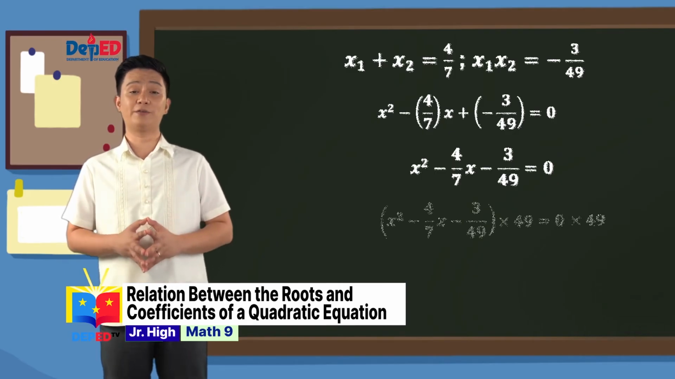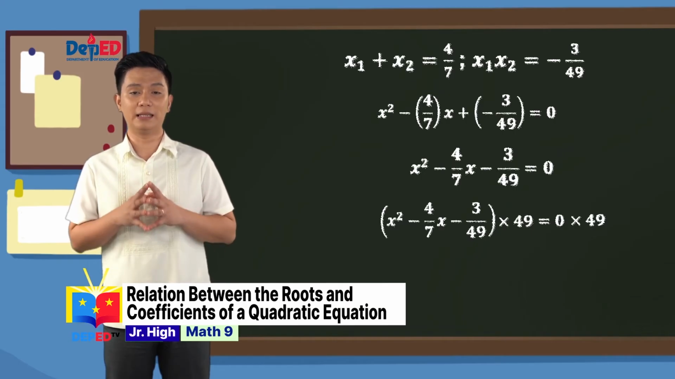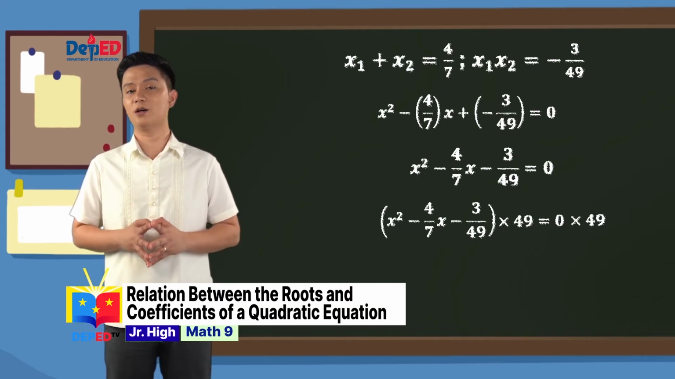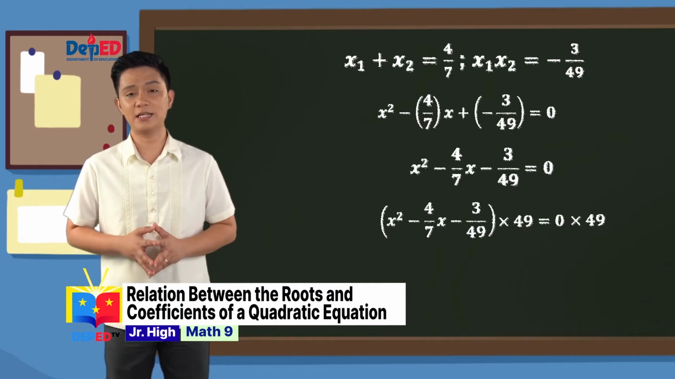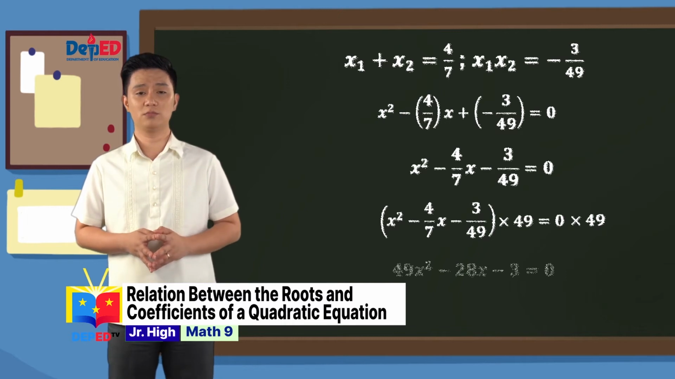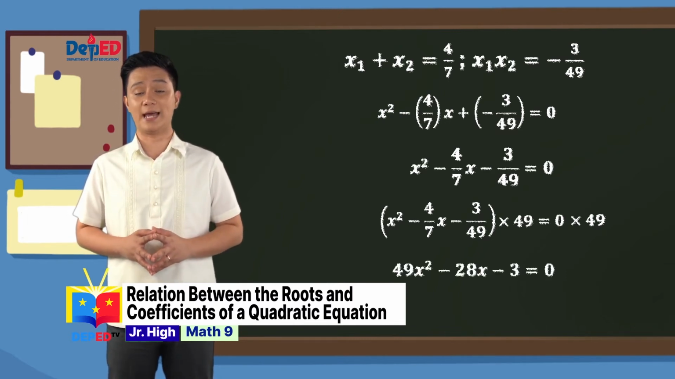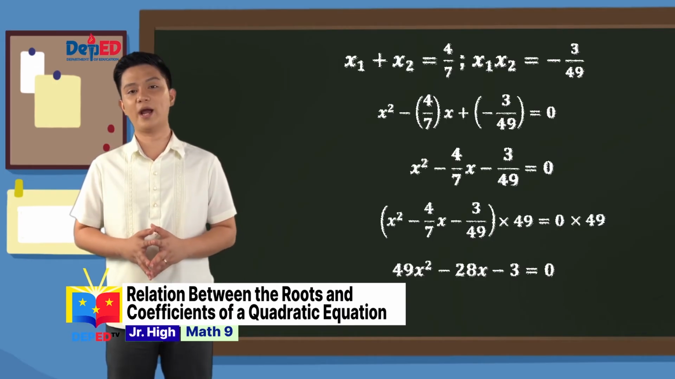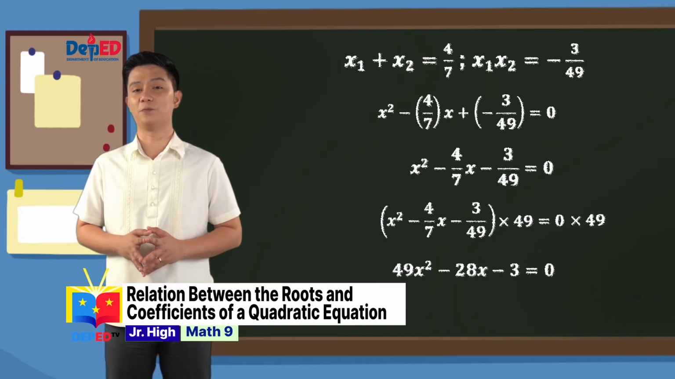We may get rid of the fractional coefficients by multiplying the entire equation by the least common denominator, or LCD, of the fractions, which in this case is 49, because the LCM of 7 and 49 is 49. So, the equation in standard form with integer coefficients is 49x squared minus 28x minus 3 equals 0.